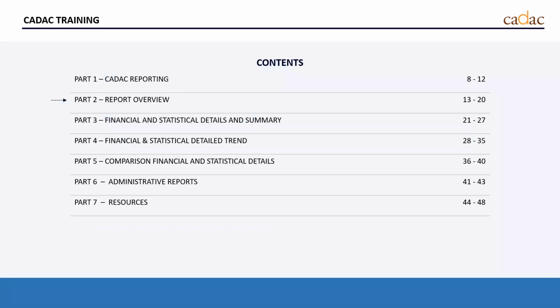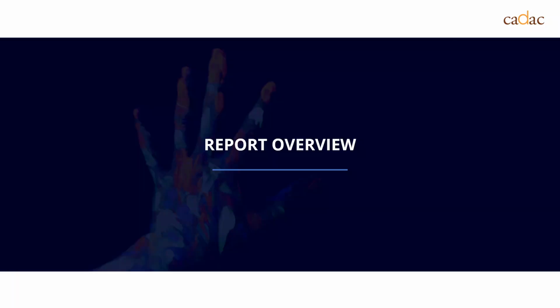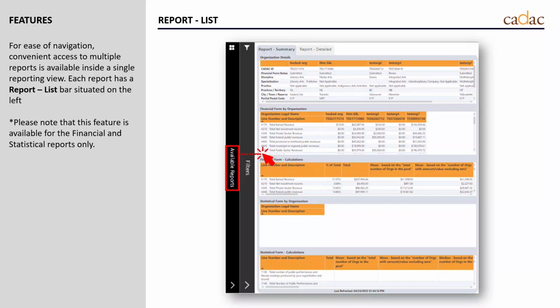Now we can move forward to the next section, which is an overview of the reports. The new reports available to you in CADAC have some common features and characteristics, and we will introduce those to you. Now we can start with the financial and statistical reports.